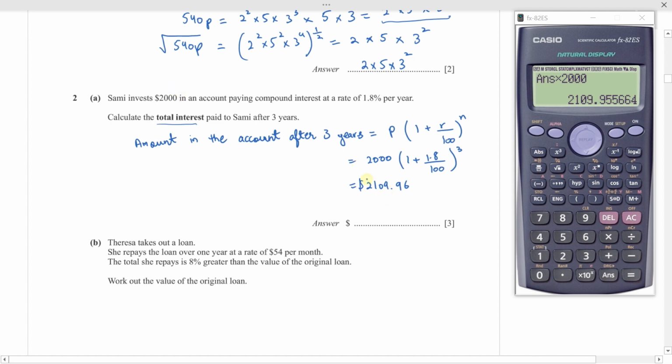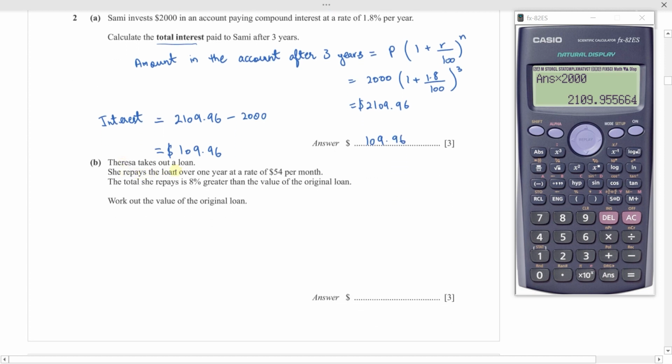So the difference will give you the total interest that was earned during these 3 years. So the interest will be the final amount in the bank after 3 years minus the principal amount which was invested at the start. So this was 2000. So the difference will be $109.96. So this is the interest earned, 109.96.